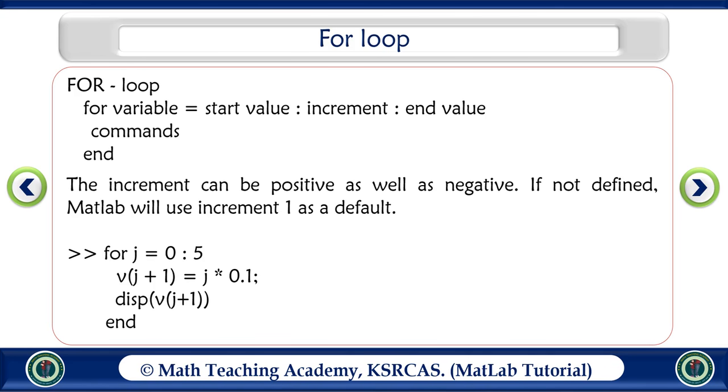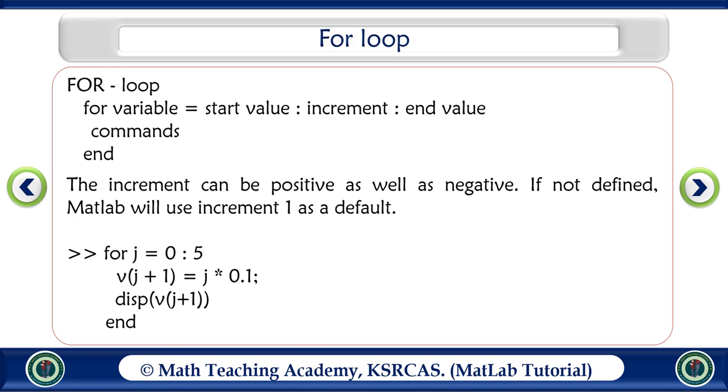So now the present value of j is 1. Because here the step size is not mentioned. If the step size is not mentioned, then it will automatically take 1 as an increment. That is why 0 plus 1 is 1. So the present value of the index j is 1.